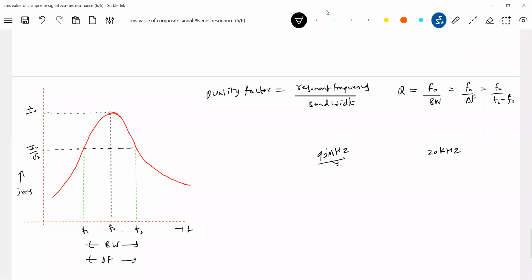The bandwidth of the station should be 20 kilohertz. Or let's put 0.5 megahertz. In this 0.5 megahertz, what happens? I'll put all the information. What is information?